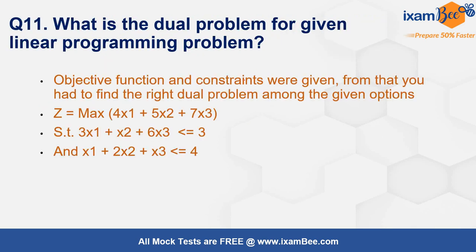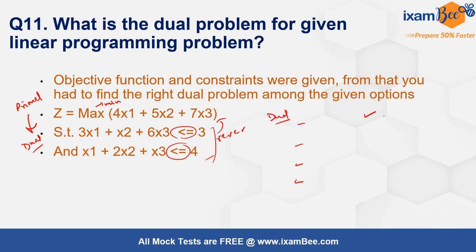Next is a question from linear programming problem. You were given an objective function, the primal of the objective function, and from this you had to find the dual of the problem. For that, your maximum becomes your minimum, the inequality signs are also reversed, and the value in the constraint function is plugged in the objective function. So that's how the dual of the problem is formed. Several options were given to you, and you have to pick the right dual from the given options.